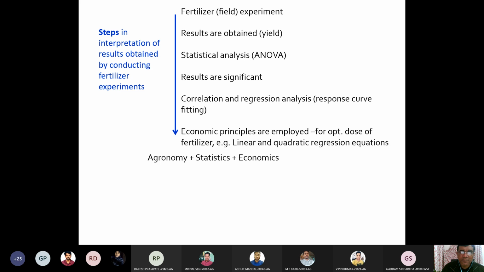So overall, we conduct the fertilizer experiment where we take some doses or some combinations of fertilizer, and we come out with the result where we get the maximum returns, maximum yield. And then by using certain economics, we can work out the optimum level of that nutrient. So what is required is to conduct the field experiment, obtain the result in response to fertilizer application, get some yield, and then analyze the data, we go for ANOVA, analysis of variance.